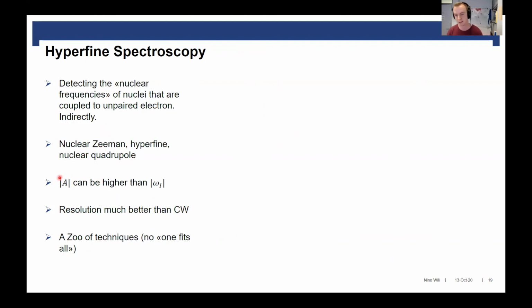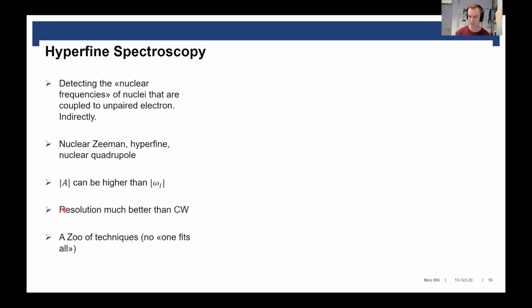Then keep in mind that the hyperfine coupling can be larger than the nuclear Zeeman frequency, which leads to funny effects. The resolution can be much, much improved. So even if your spectrum is gigahertz broad, your normal CW spectrum, you might resolve couplings that are less than a megahertz or 0.1 megahertz or something, or even less, but then usually you have to have a special system or be a bit lucky.